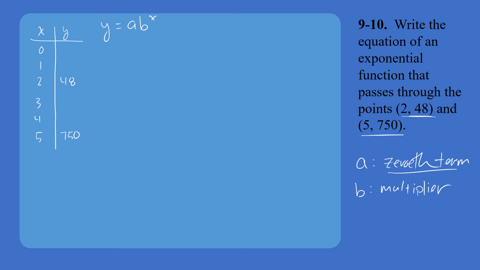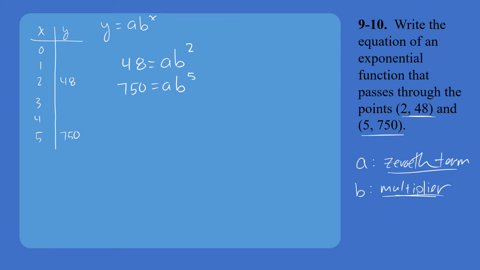We don't know either one of those parameters, and if we could figure out what those parameters are, then we could write the equation that would hit those two values. So let's go ahead and do this. So we're going to plug in our 2 points. Our first point has a y value of 48, so I'm going to write 48 equals a times b to the x power, where x is 2. And then I'm going to write the second equation, y is 750 equals a times b to the x power, where x is the number 5.